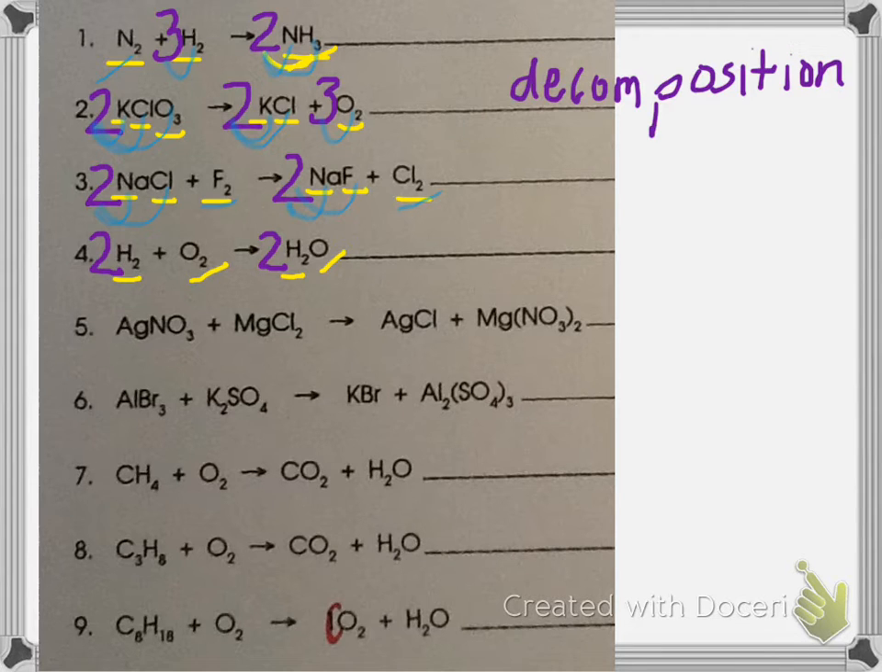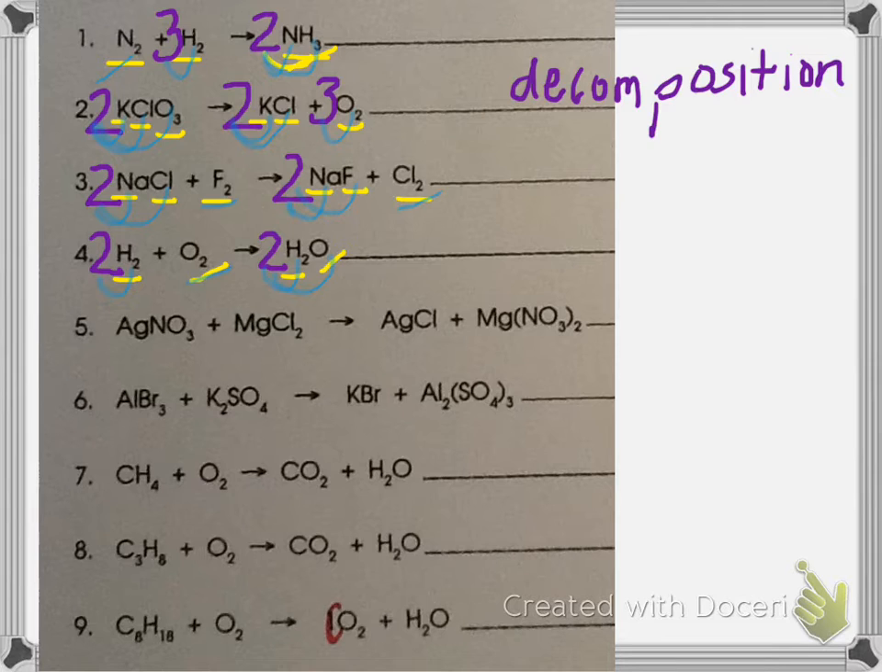I'm going to do a double check. 2, 1, 2 is the lowest whole number ratio of coefficients. 2 times 2, that's 4 hydrogens. 2 times 2, that's 4 hydrogens. 2 oxygens, 2 times 1 is 2 oxygens. This is properly balanced.